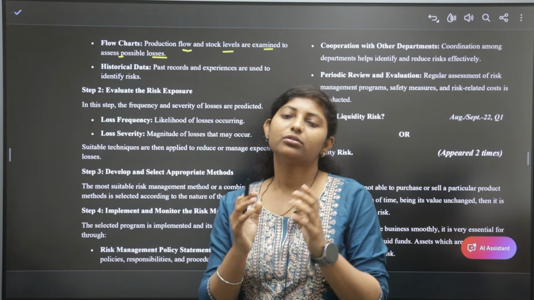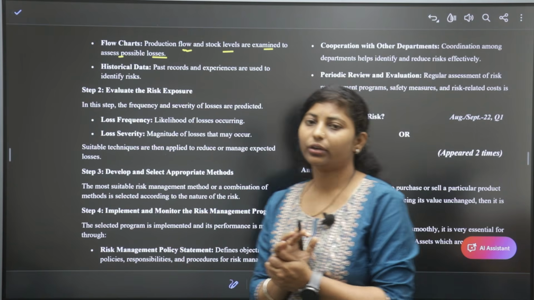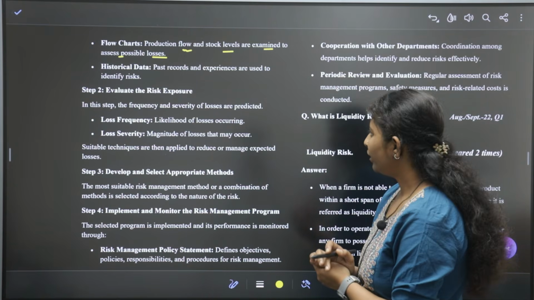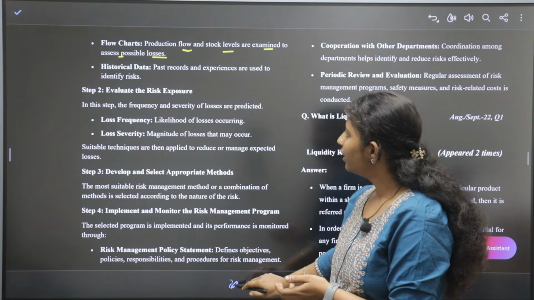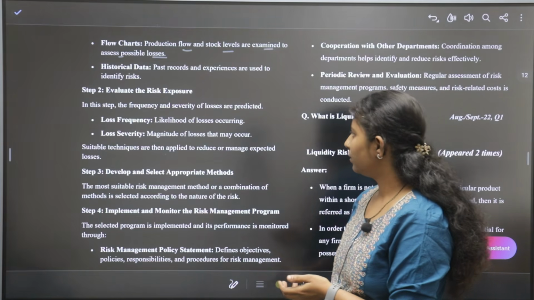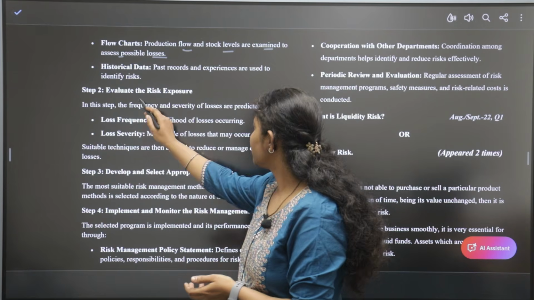We need to go through the historical data now and see how we are doing, which will help you to eliminate your losses and identify the risk. So the next step in the process is to evaluate the risk exposure.